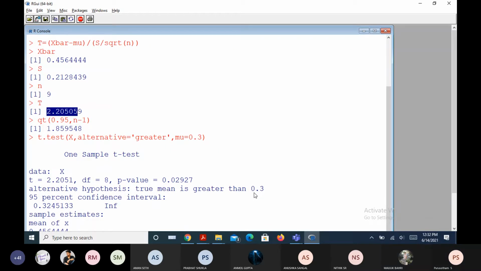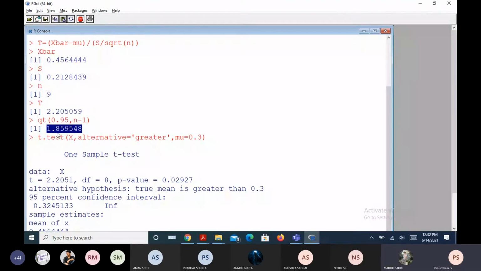Right, sir. And now this T value, comparing with the QT, that is the critical value, which one is higher now? The T observed value is higher than the critical value, right? So the QT gives us the critical value. Yes, the T observed value is higher, 2.2051. So the T observed value is higher than the critical value, right?